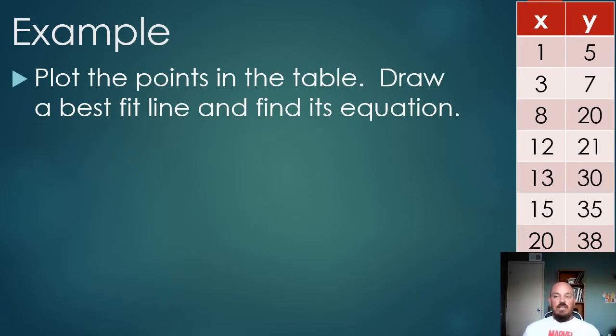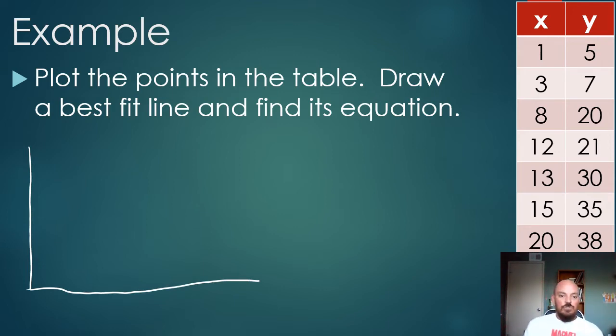So for our example today, I gave you an XY table, squeezed in there over on the right. We have 1, 2, 3, 4, 5, 6, 7 different points. So I said plot the points in the table, draw a best fit line, and find its equation. Now when I go to plot the points, the first thing I notice is they're all positive numbers. There's no negatives in this question. So instead of doing the plus-shaped graph that has all four quadrants, I would probably do a graph more like this, the L-shaped graph that does only positive numbers. Let me draw a better line here.